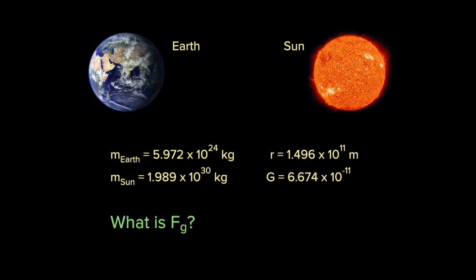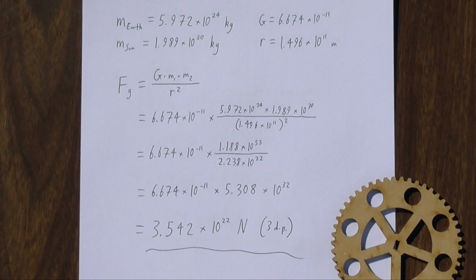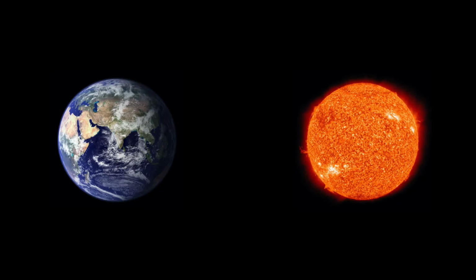Same as before, pause the video now while you give this calculation a try. This is what I came up with. It's worth pointing out that the force the Sun exerts on the Earth is the same size as the force exerted by the Earth on the Sun. This is a consequence of Newton's third law. Forces occur in equal but opposite pointing pairs.